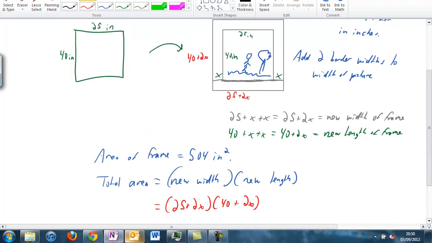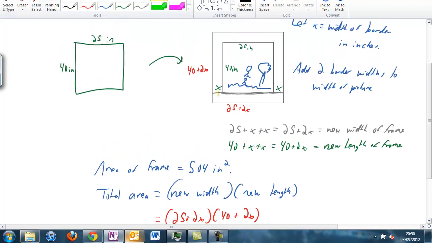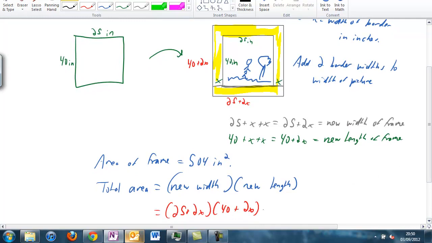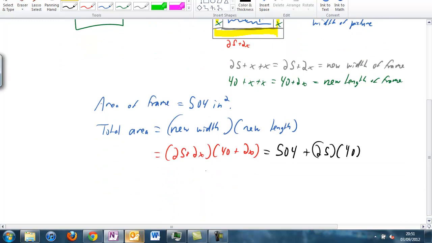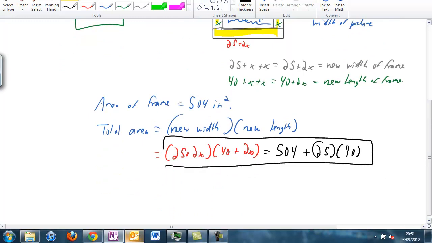Now, the area of the frame is just the area of the highlighted region here. So the total area is the area of the frame plus the area of the picture. If the area of the frame is 504, the area of the picture would be the 25 inches times the 40 inches. Now we have an equation. We're going to have to simplify it, but at least we have an equation to work with.